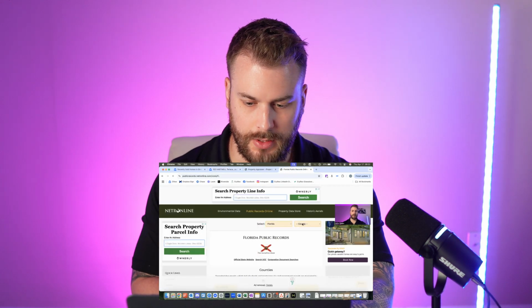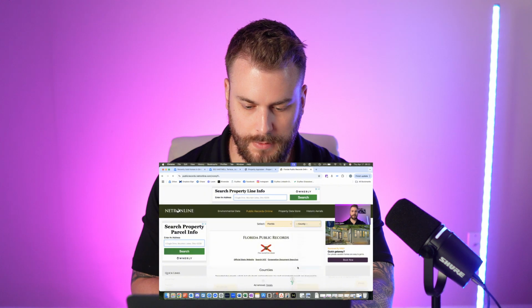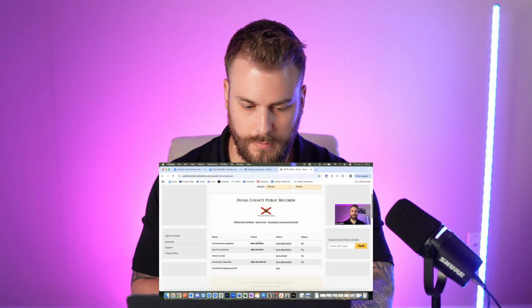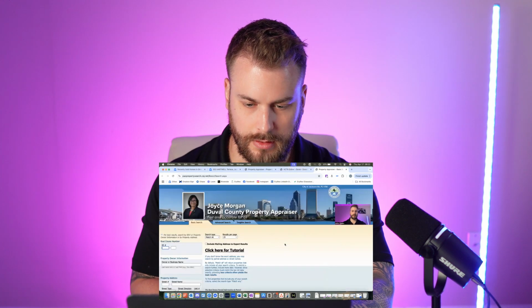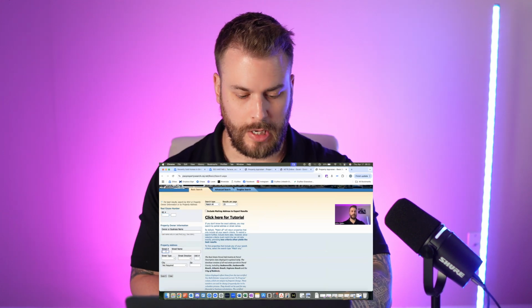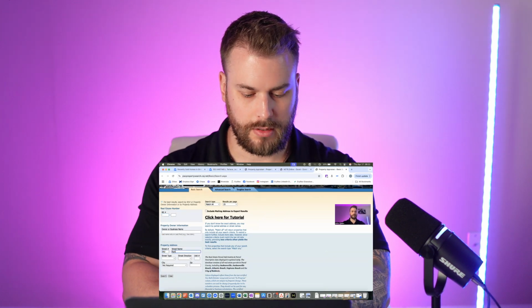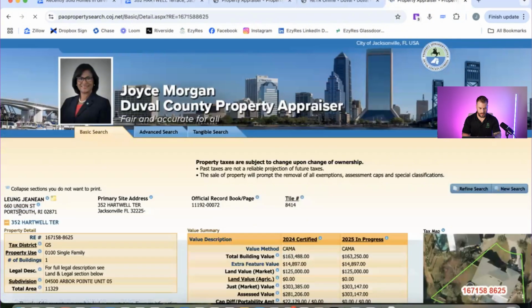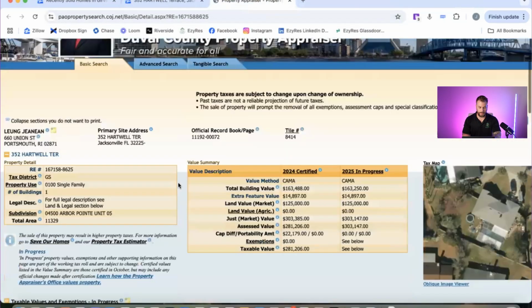So now I'm going to look for Duval, and then I'm going to click appraiser. And every website is different, so how you fill in the information is going to be different, but I'll put in my information and it'll show me 352 Hartwell Terrace, and it's the same exact one I got from Zillow. So I just wanted to show you how to get it if it didn't have that link, or if the link popped up and it didn't show you what you were looking for.